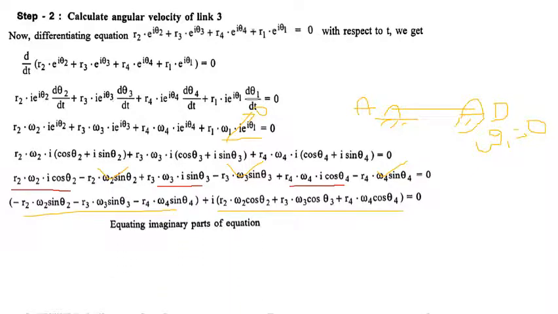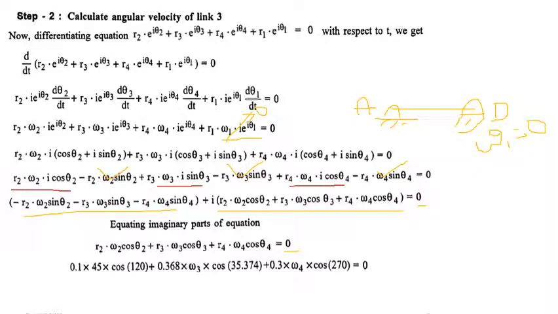Now we have to equate the imaginary part of the equation. So this is the imaginary part of the equation. Let us consider it again. Since in the right hand side we have 0, for both real part and imaginary part we are going to get 0 only. So the imaginary part is equal to 0. Now substitute the known values. So R2 is known, omega 2 is known, theta 2 is known. Substitute here. Next, R3 is known, omega 3 is unknown, theta 3 is known. In the previous step we have determined R3 and theta 3. Substitute here. Only unknown is omega 3.